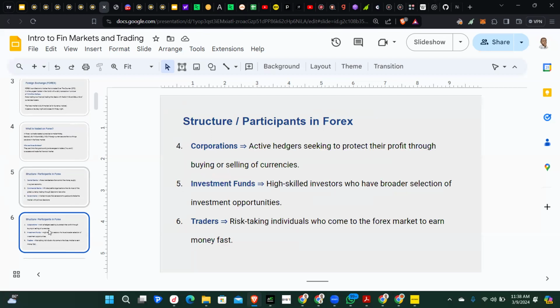Then we have the cooperatives. So in cooperative, you are now looking at active hedgers, maybe hedge funds trying to protect their profits, or every hedge fund you can think of, they fall under this kind of guys. So they're one of the participants in the forex market. We have the investment funds as well, but where I and you now fall are the traders.